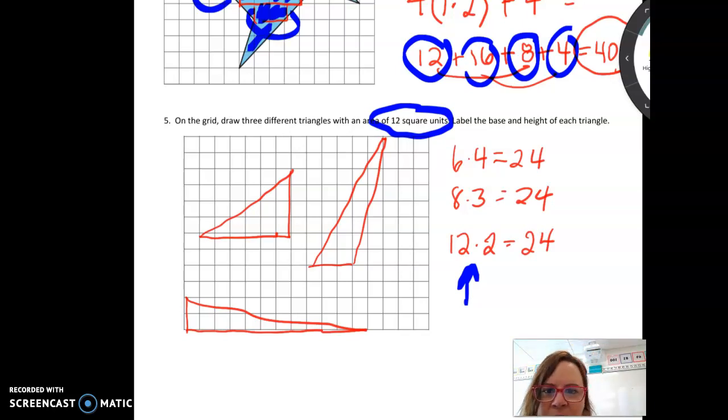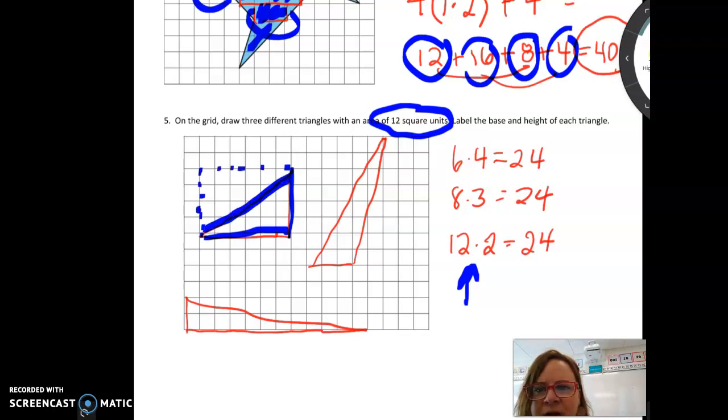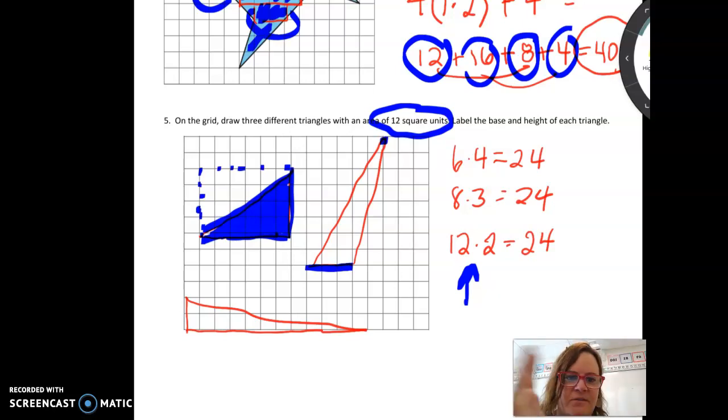So that's what I used. So here's the 6 by 4. See, if it was a whole rectangle, it'd be 24. But we're just drawing the triangle. So I know half of that rectangle would be half of 24, would be 12. Same with this one. This one is an 8 by 3. So there's my 3. And then I went up 8, and then I just moved it over just to kind of make it a different sort of like tilty triangle. You didn't have to do that, but I just thought it would be a fun way to do it.